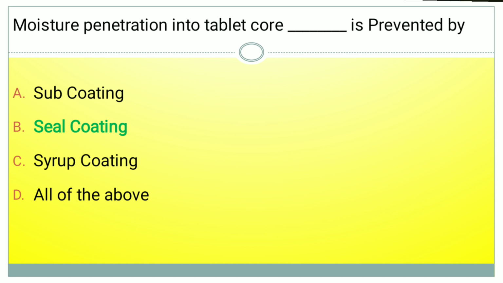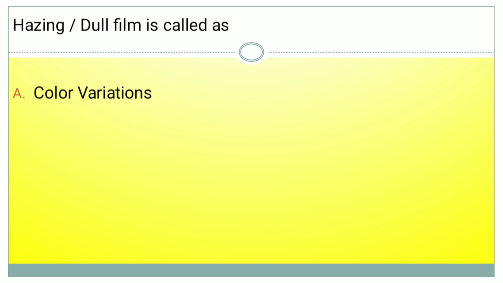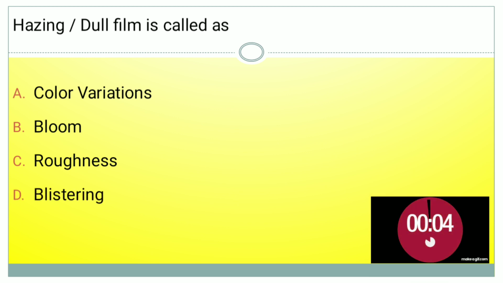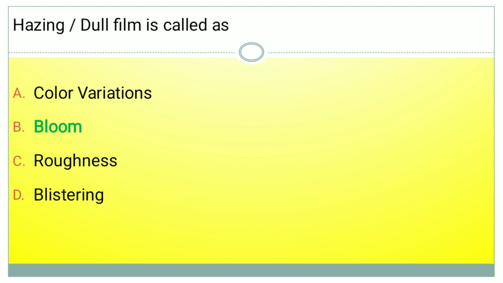Moving further to next question. The question is, hazing or dull film is also called as, and the options are A, color variation, option B, bloom, option C, roughness, and option D, blistering. So you have 10 seconds to think for the right answer. And the right answer of this question is bloom.